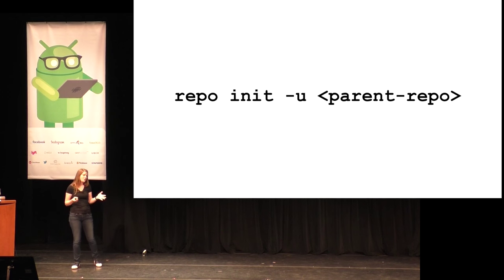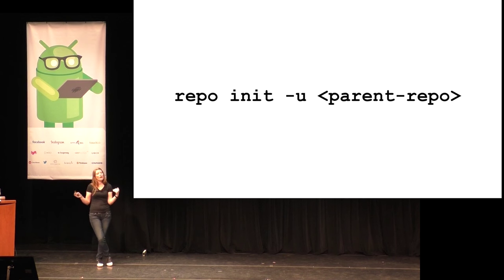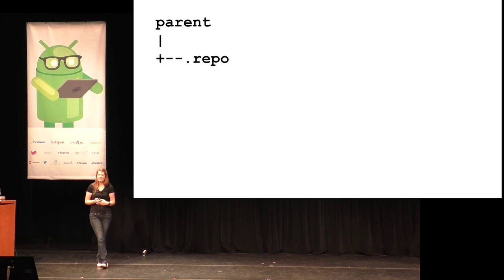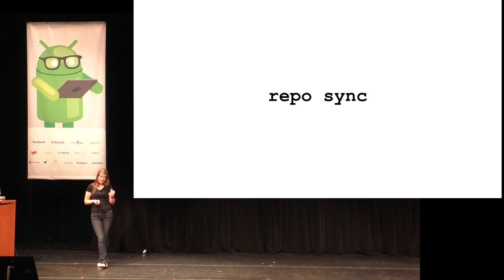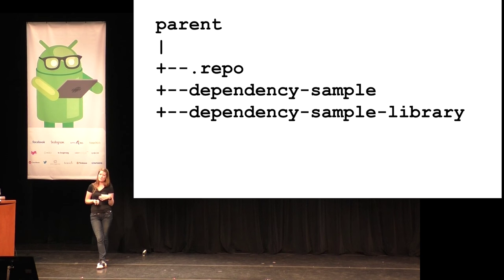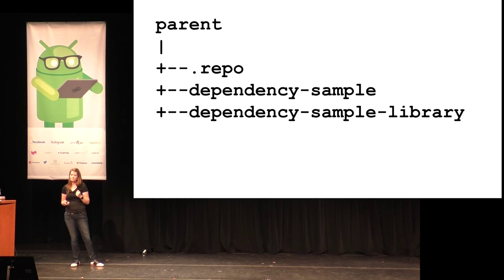So if you want to use this, first you're going to need to install the repo tool locally on your machine. It's really easy to do, and I have instructions at the end of my slides, so I'll post these later. Then you're going to go into a directory where you want to pull all your code down, and you will execute the command repo init -u, and then the full URL of your parent repo. This will get you a hidden .repo file, which is actually a folder that contains your information from your manifest. Then the key command is repo sync, and that's actually what's going to pull all of your code down. After you execute that, then you'll end up with the sample and the sample library in your directory.